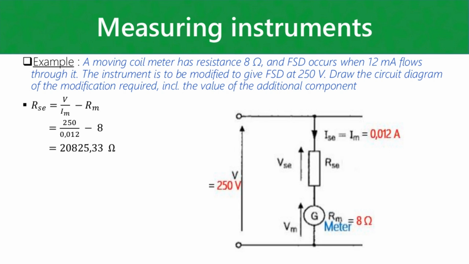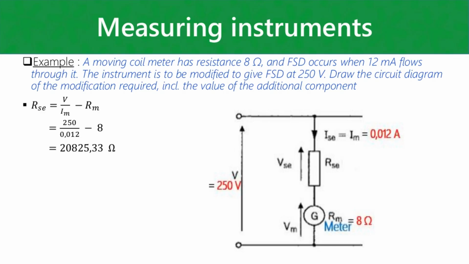We have a moving coil meter with a resistance of 8 ohms, and full-scale deflection occurs when 12 milliamp flows through it, and the instrument is to be modified to give full-scale deflection at a supply voltage of 250 volts. Draw the circuit diagram of the modification required, including the value of the additional component. Right, so the modification is the addition of a multiplier resistor. Here's our circuit diagram. This is usually how these questions are asked.